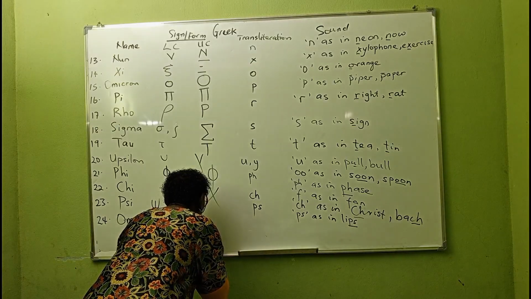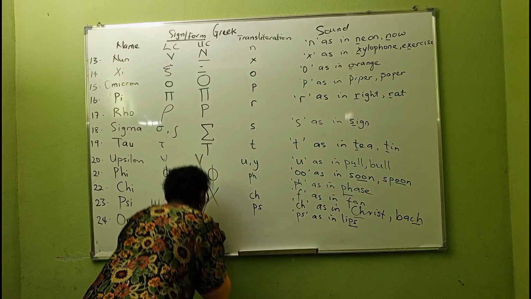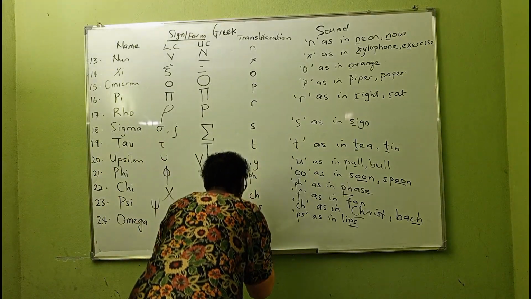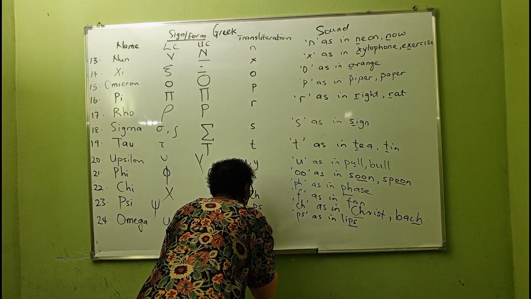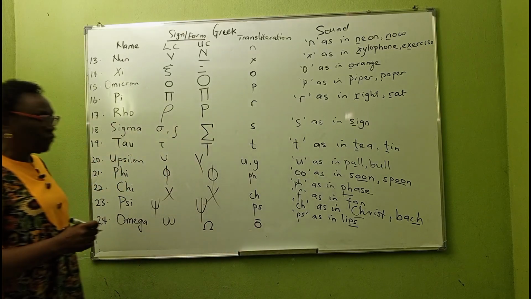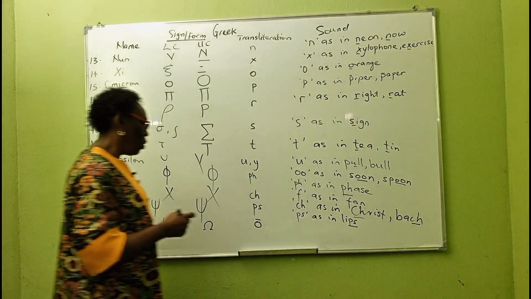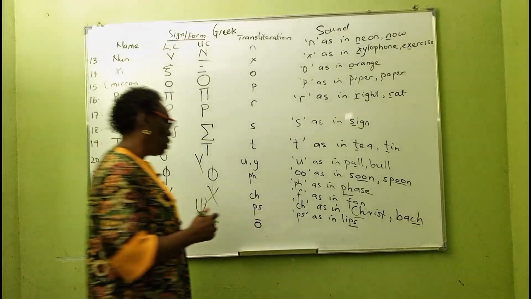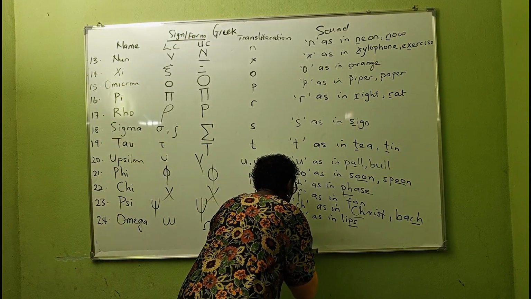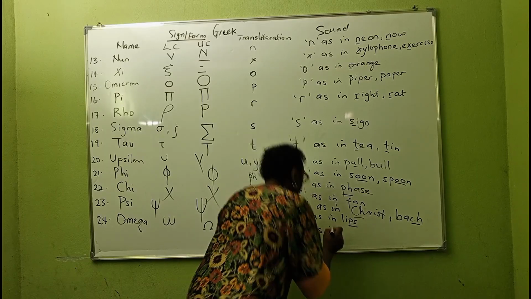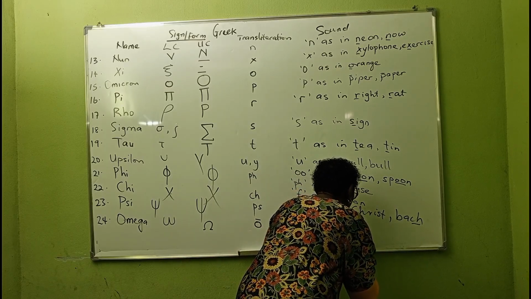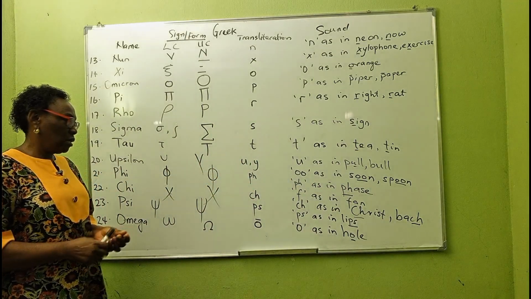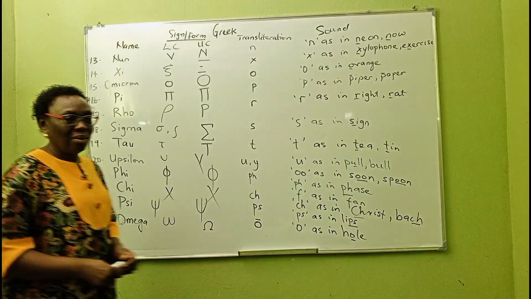We can make it more round. Okay, I think that seems better. That's your omega, and the transliteration is like O, but you put a bar on it to separate it from your omicron. That's O. The sound, don't forget, is not omicron, it's an O sound. So you say O as in whole, for example, whole. That is an O sound.